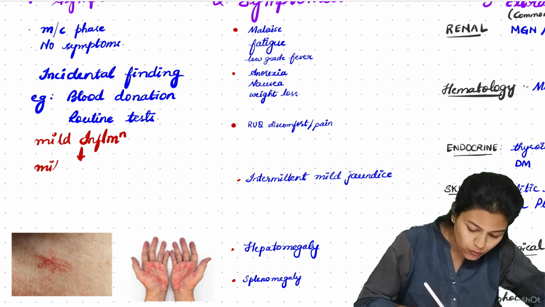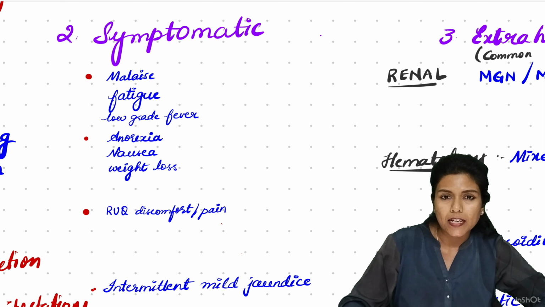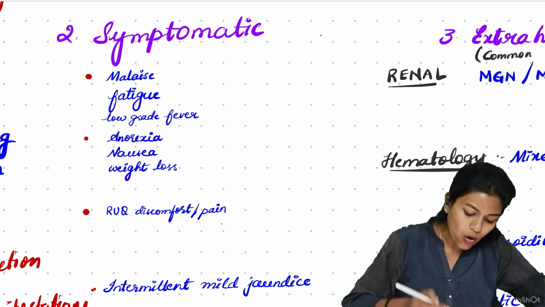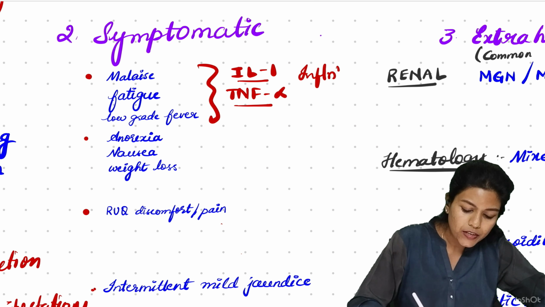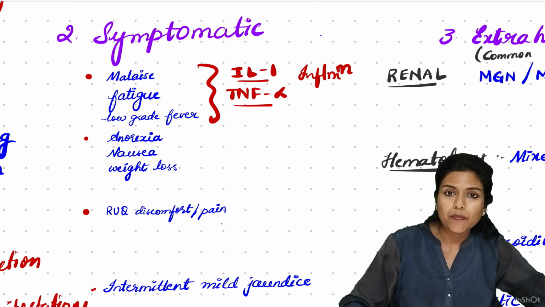Coming to the symptomatic phase, initially there is malaise, fatigue, low-grade fever, that is generalized weakness. All these are because of release of interleukin 1 and tumor necrosis factor alpha, which are the cytokines released during inflammation. So, in chronic viral hepatitis, there is ongoing inflammation, because of which cytokines like interleukin 1 and TNF alpha are released. These two are responsible for the malaise, fatigue, and low-grade fever.